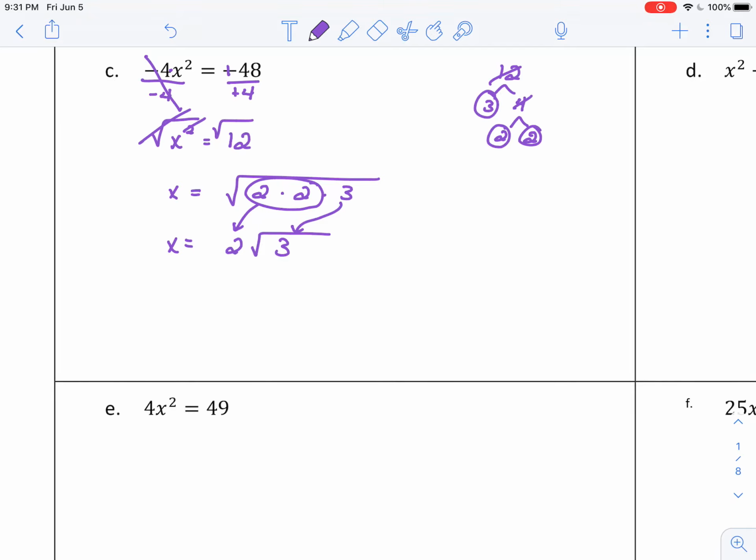Now, if I just say, oh, the answer is 2 square root 3, I'm going to miss some points, because every time you solve by square roots, you have to have the 2 solutions of both the positive and the negative, because we could show that negative 2 root 3 times negative 2 root 3 would still give us back that original 12. 2 negatives make a positive, 2 positives make a positive. Throw in your plus or minus.